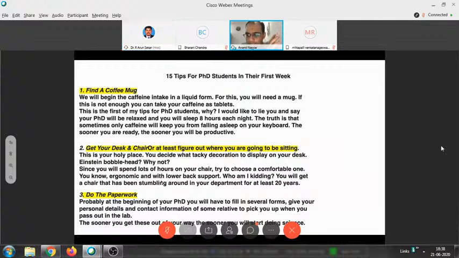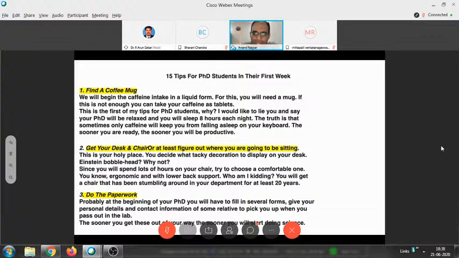So the 15 tips for the PhD student in their first week. Now start the PhD like this. Find a coffee mug. Always hydrate yourself and always make sure that you enjoy a minimum of 8 hours of sleep. This is only for PhD students. If you are a professor, you have done your PhD, this session is not for you. But if you are going to be a good guide, please make sure that you give these tips to your PhD student. So please have at least 8 hours of sleep. This is the first point.